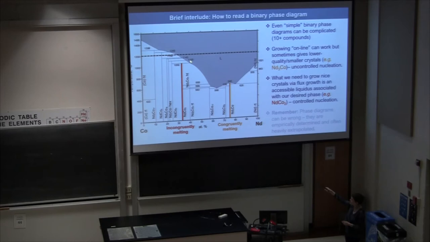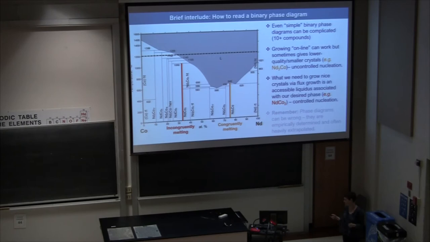Whereas over here, my exposed liquidus has a much narrower composition range and temperature range, and so I'm not going to be able to precipitate out as much of that crystal. And so I might try the online melt, but it might lead to lower crystal quality.